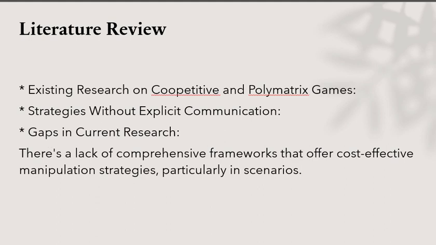Now, moving to the literature review. In reviewing the existing body of work on competitive and polymetric games, they have seen significant strides in understanding how agents can balance their dual demands of cooperation and competition. Studies have provided insights into the dynamics of these games, offering various strategies for navigating the complex landscape of multiple agent systems. However, their literature review revealed a notable gap in the exploration of manipulation strategies within these games.